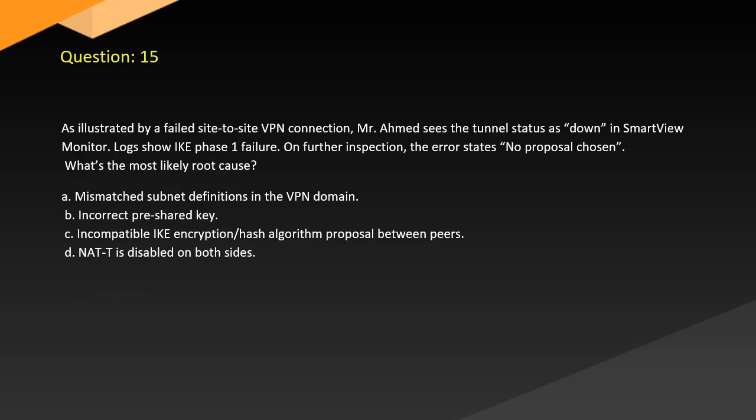Question 15. Illustrated by a failed site-to-site VPN connection, Ahmed sees the tunnel status as down in SmartView Monitor. Logs show IKE phase 1 failure. On further inspection, the error states no proposal chosen. What's the most likely root cause? A. Mismatched subnet definitions in the VPN domain. B. Incorrect pre-shared key. C. Incompatible IKE encryption hash algorithm proposal between peers. D. NAT is disabled on both sites.